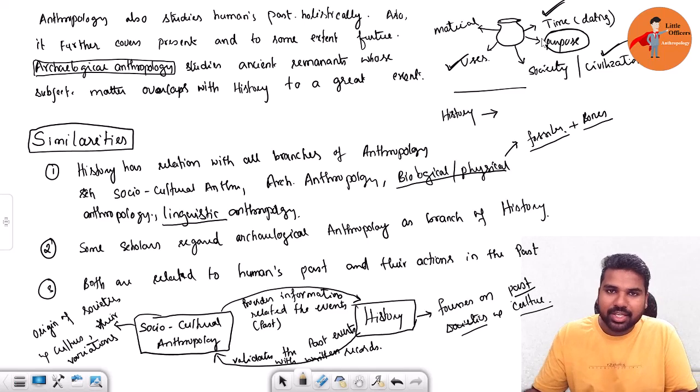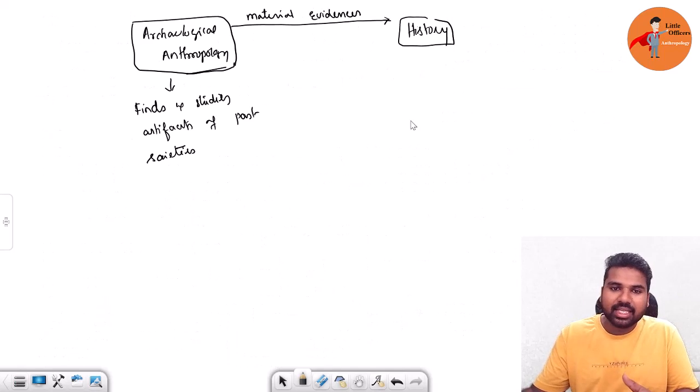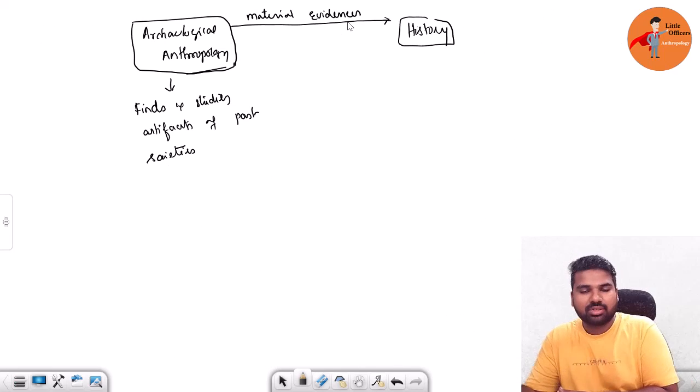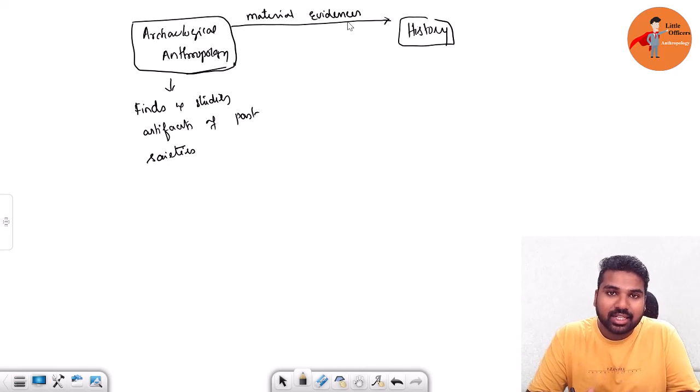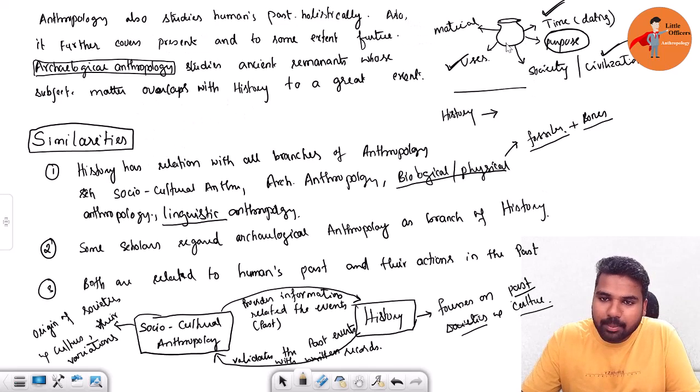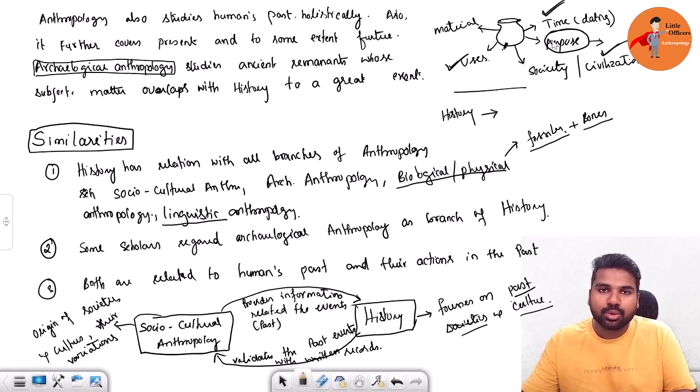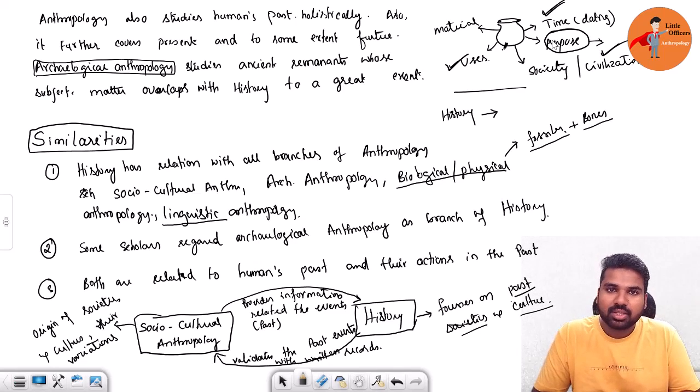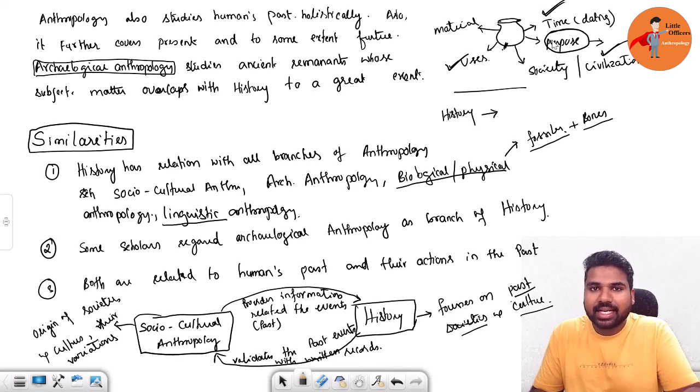And this information will be taken by history and it validates. How? Through the written records. Let's say this pot. By looking at this pot, let's say there is a hole here. By looking at this structure and the vessel, archaeological anthropology said the purpose of it is to draw the liquid which is stored in this pot. It is a perforated pot that has been predicted as the purpose.